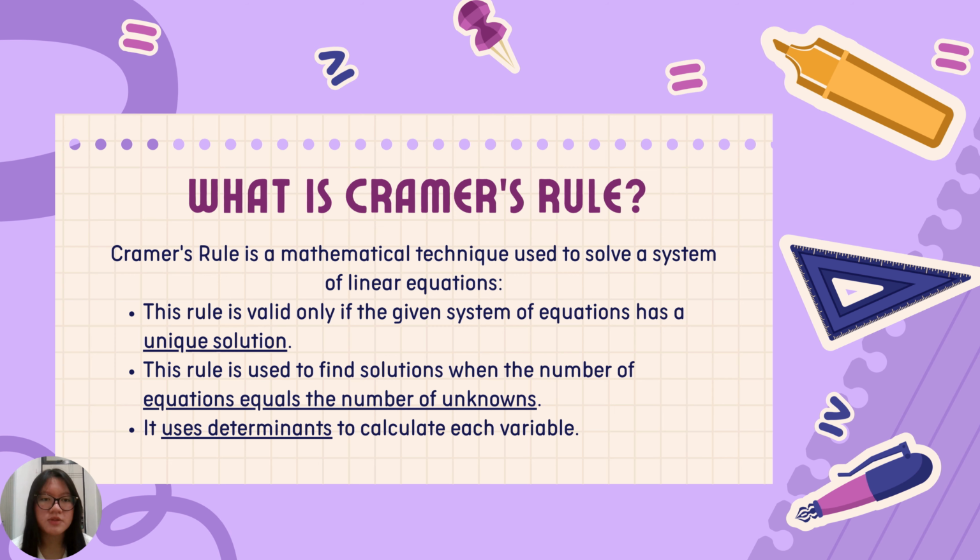The beauty of Cramer's rule lies in its approach. It uses determinants to calculate the value of each variable directly. This might sound abstract, so let's walk through a concrete example to see how it operates in practice.